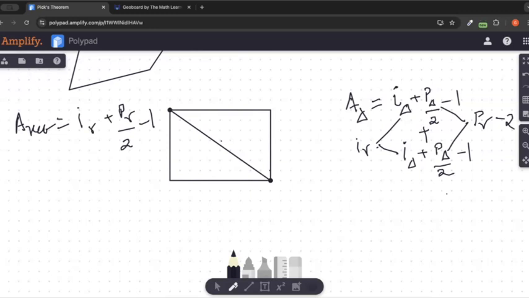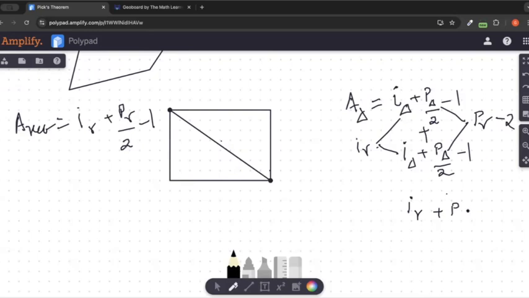So we can write the area of the rectangle AR is equal to IR plus PR by 2 minus 1. What we are proving here is that Pick's formula works for right triangles also. The case we are tackling here is that the diagonal is not passing through any grid point. So that is the first case, and you can see that the formula works for the right triangle.